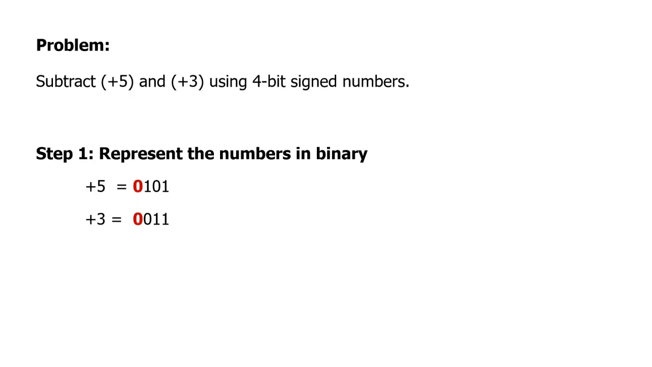Now let's look at an example. Subtract plus 5 and plus 3 using 4-bit signed numbers. First, we have to represent both the numbers in binary form. So plus 5 is written as a 4-bit signed number, 0101, where the most significant bit is the sign bit. And plus 3 is represented as the 4-bit signed number 0011. The 0 is the sign bit that represents a positive number. Here both the numbers are positive, so the sign bit of both the numbers in the 4-bit binary representation is 0.